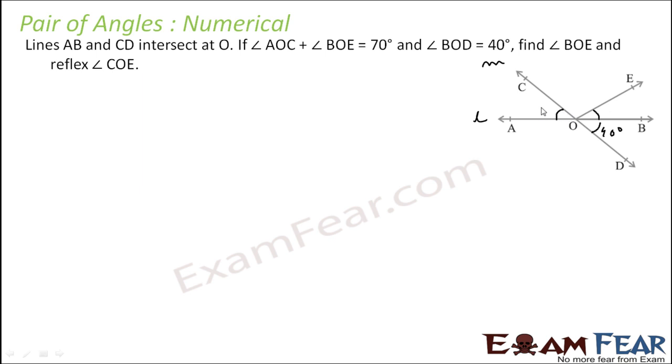If AOC is, let's suppose, x degrees, then BOE will be 70 minus x degrees, because the sum of these is 70. Since L is a line, the total is 180, so this angle will be 180 minus 70, that is 110. So this angle will be 110. That is done.